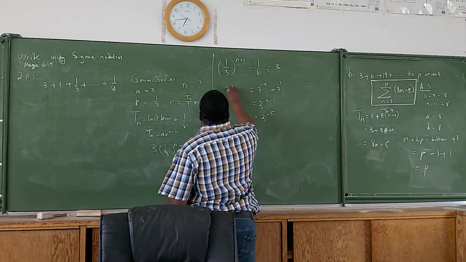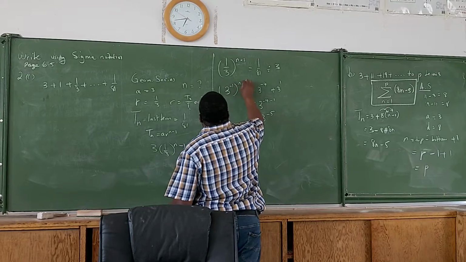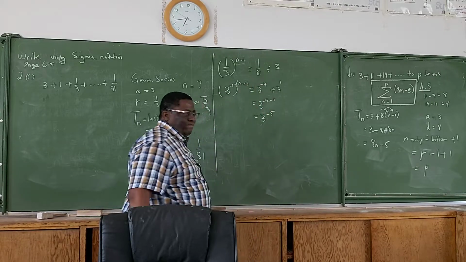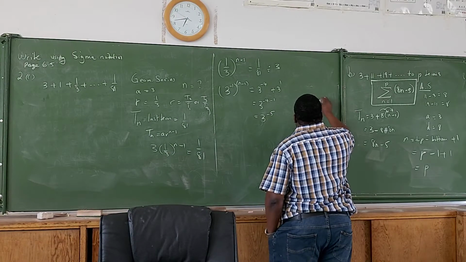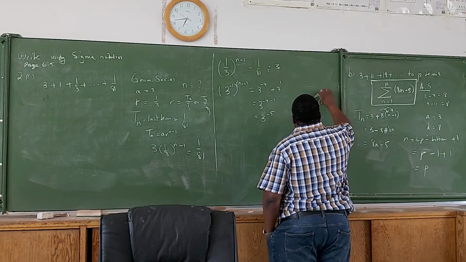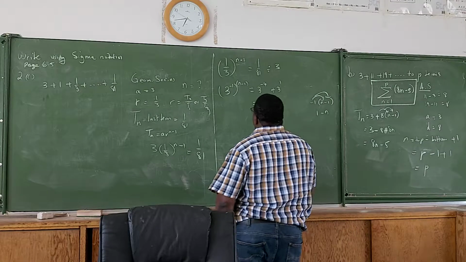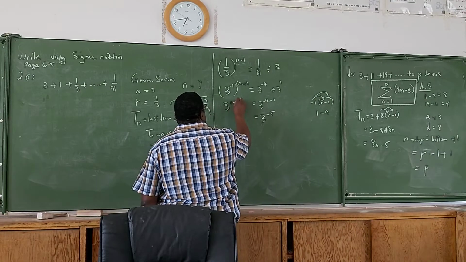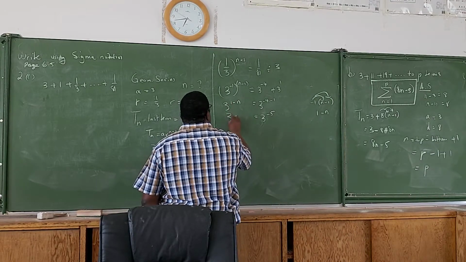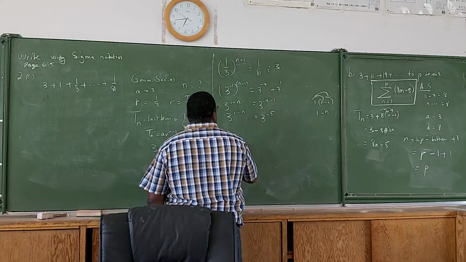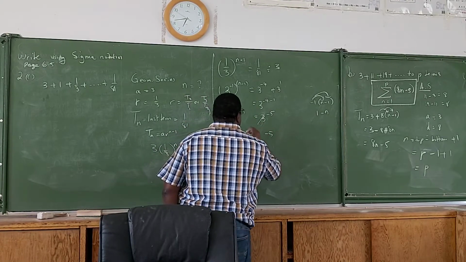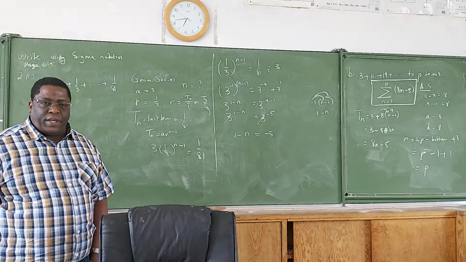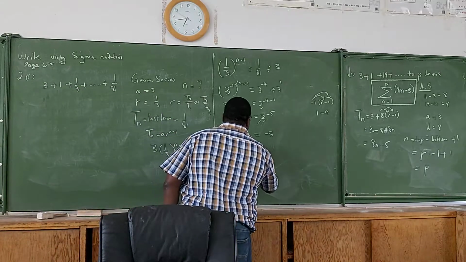This one here is the same as 3 raised to the power negative 1, raised to the n minus 1 power. You see what I'm doing here? The negative 1 times n minus 1 gives negative n plus 1, so this becomes 3 raised to the power of 1 minus n. Drop the bases: 1 minus n equals negative 5. Now find the value of n. n is equal to 6. Final answer: n equals 6.